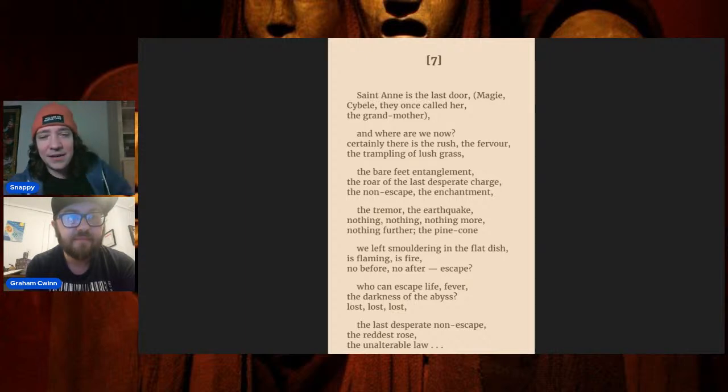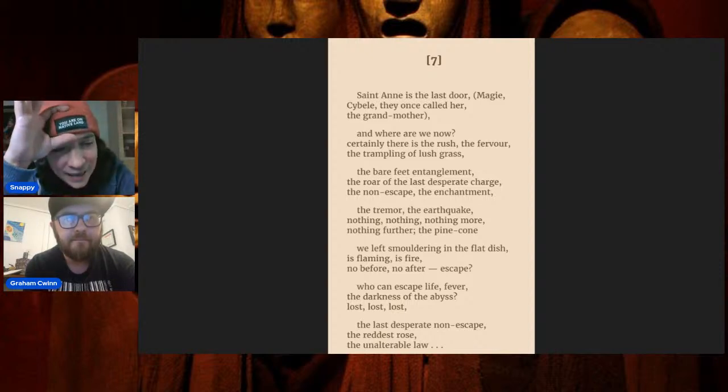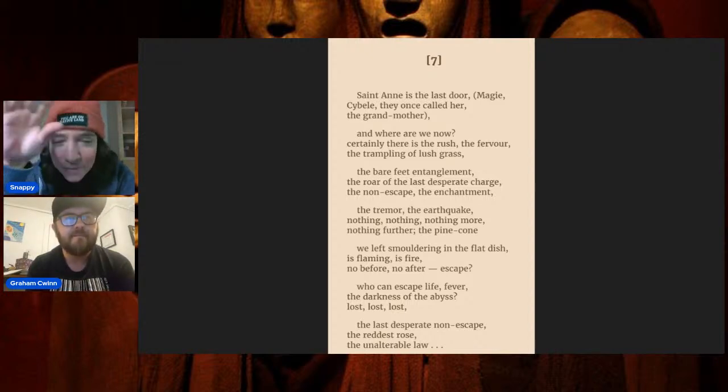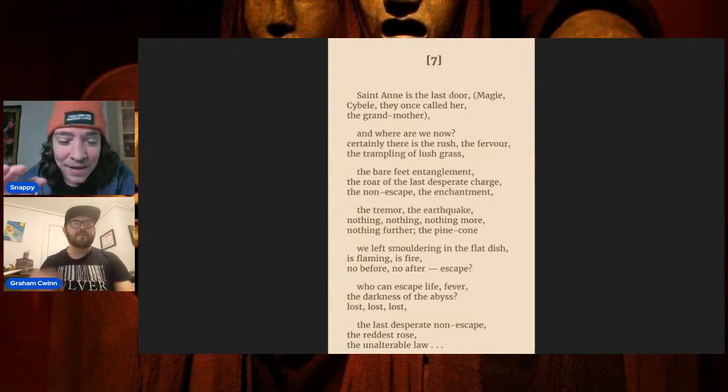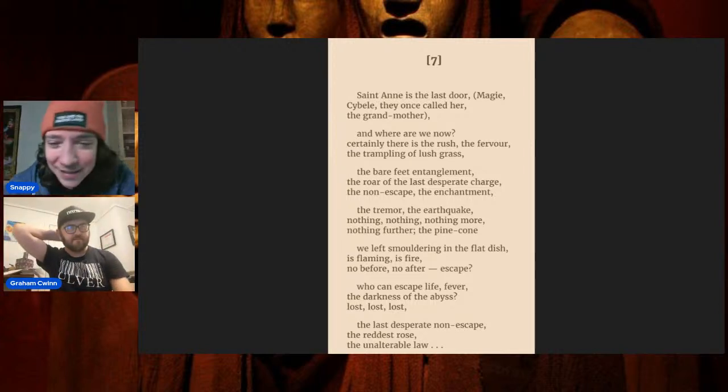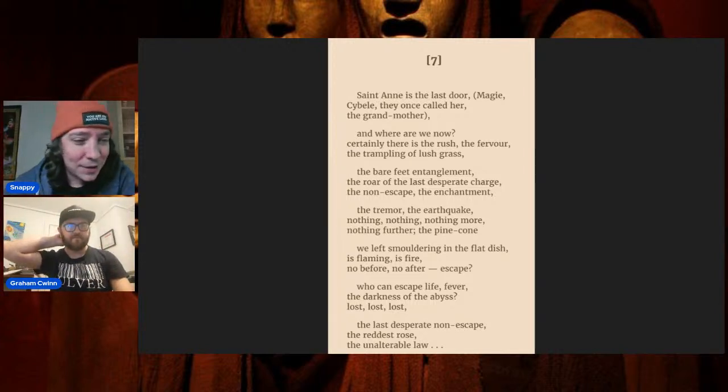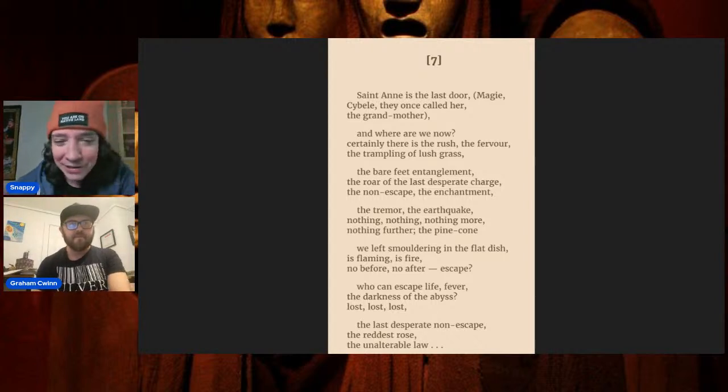So what we're seeing here is her attempt to escape through the rites, right? The pine cone is a representation of the pineal gland. By smoldering on the plate, she's saying that her mind has been turned to fire. It's that alchemical apotheosis that we see with other people like Hercules. But what she's recognizing here is that her path is different.